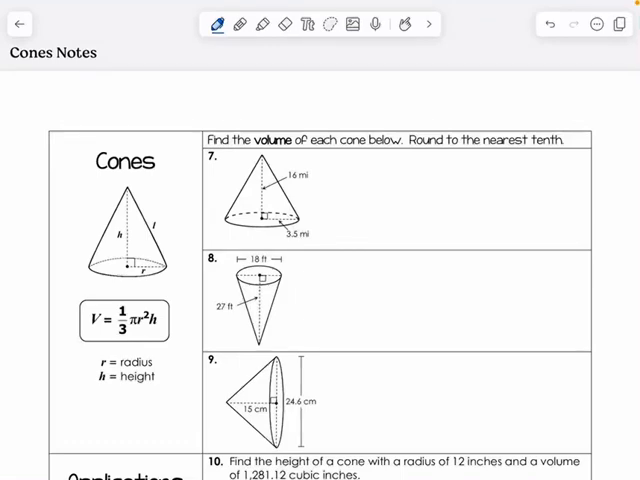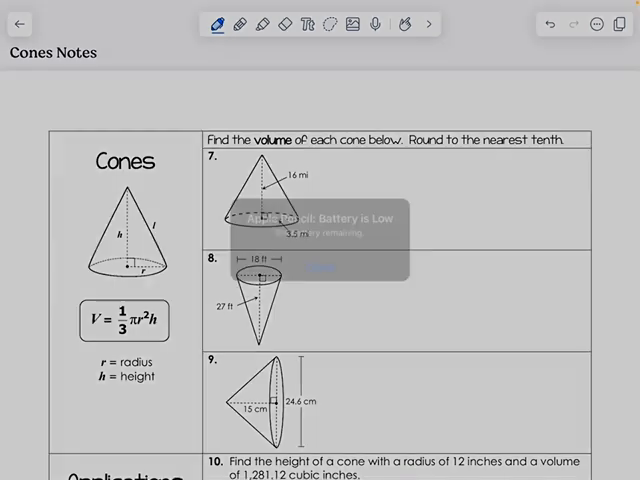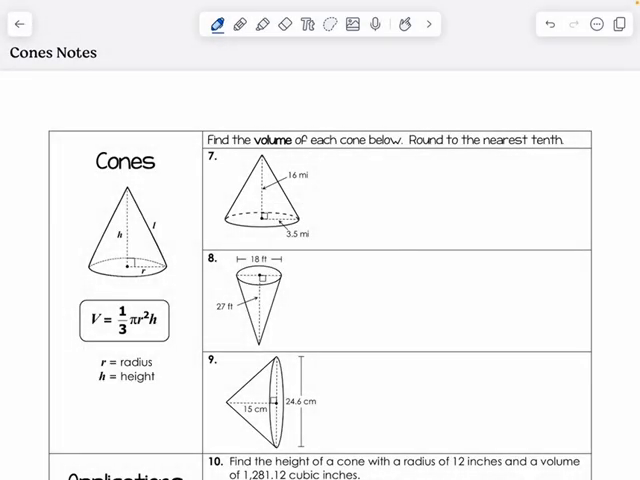Okay, if you could turn to page 9, we are going to take notes about volume of a cone.